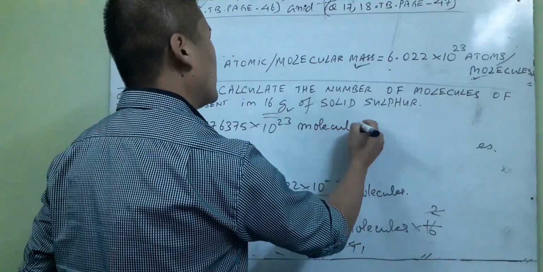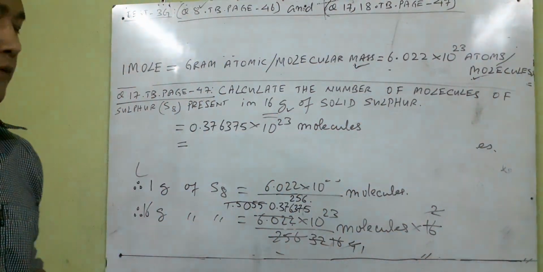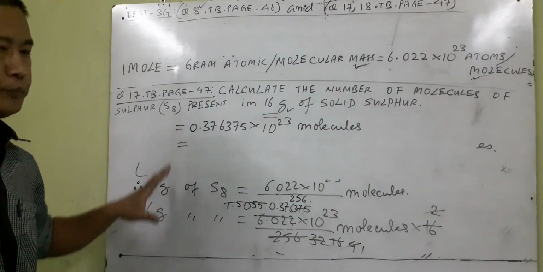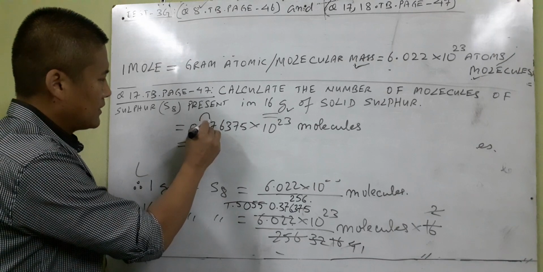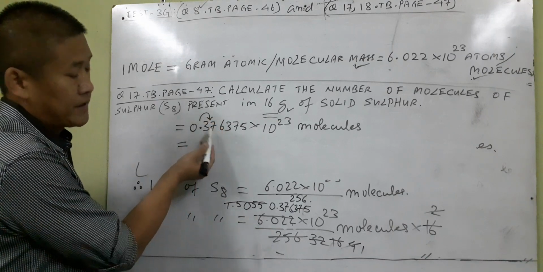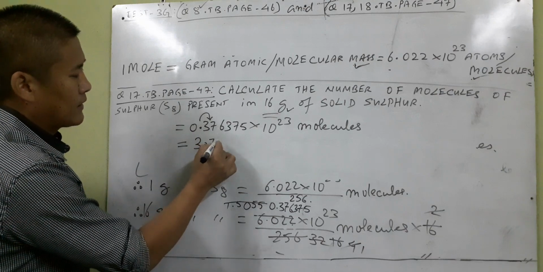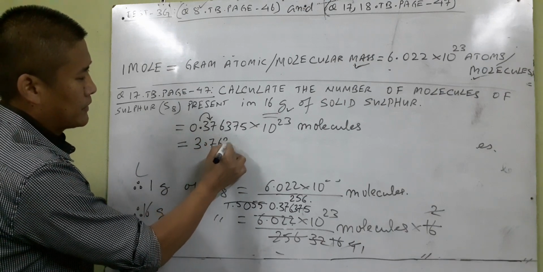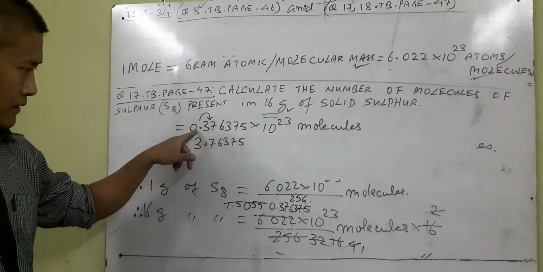Nothing wrong, but then usually answers are given in standard form. What do you mean by standard form? Standard form means this decimal point comes after the first digit, after 3. It means between 3 and 7. So if you do that, 3 point, listen carefully, 7, then 6, 3, this is called standard form. Decimal after the first digit. This is not standard form.